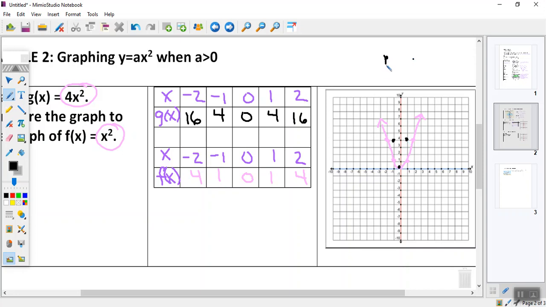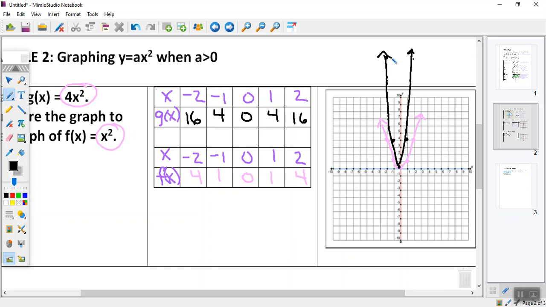Guys, what I'm going to tell you is this. All right. When a was greater than 0, did we get a U shape or did we get an arch? Got a U shape, okay? So when I get that U shape like that, the point is this. When a is greater than 0, that's kind of like saying a is positive, isn't it? Agree with that?